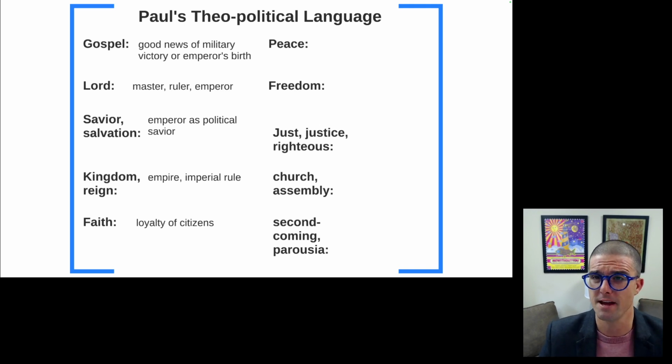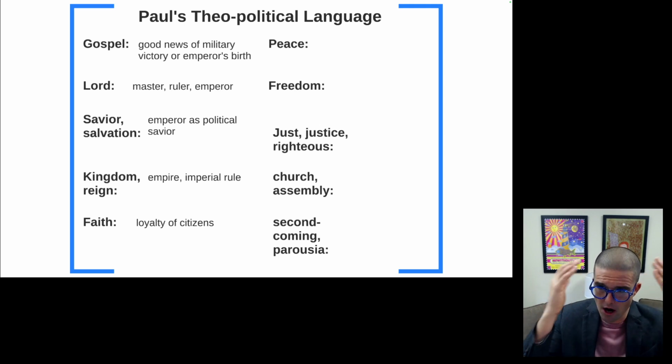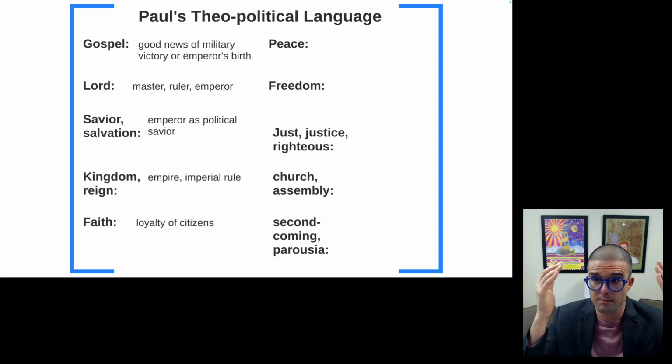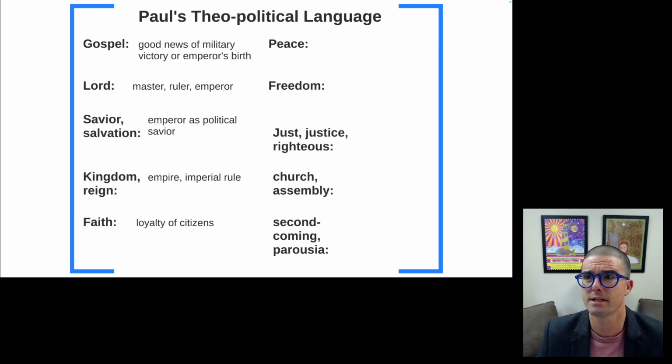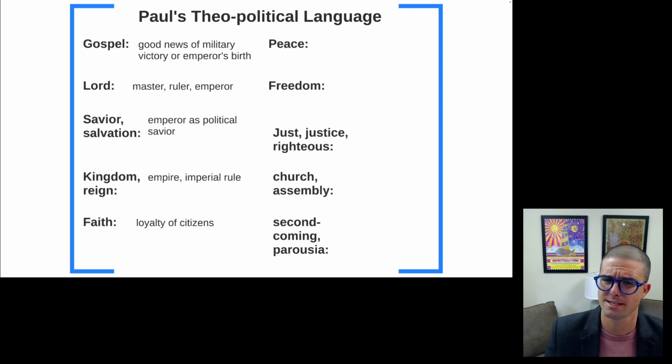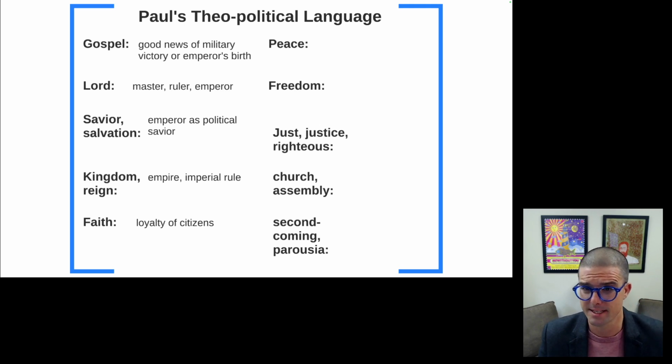But faith, the term faith, pistis in Greek, we often think of it as a sort of cognitive assent, a certain belief that we think in our heads or know to be true. But it has a much fuller and wider connotation in Paul's context, meaning something like the loyalty of citizens when it comes to the Roman Empire. And even in Paul's language itself, it's not simply about what one thinks, but it's about what one does. We might translate this word faith or pistis as something like allegiance or loyalty.